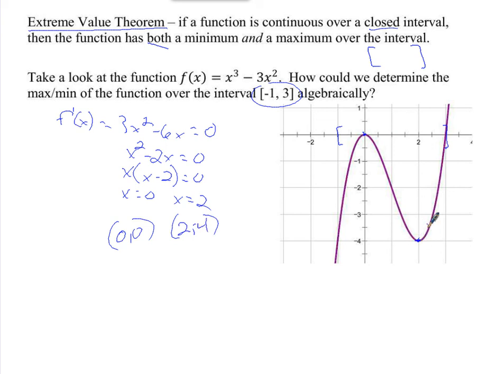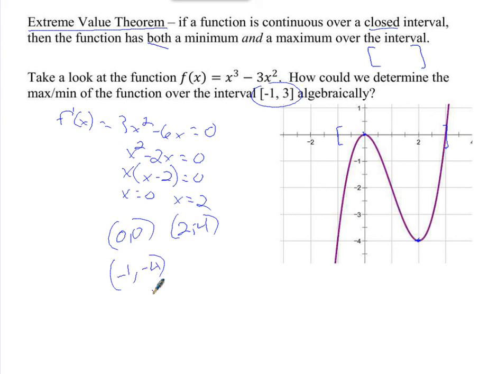Okay? Now the next thing that you would want to do is, because this is a closed interval, you would want to substitute in the endpoints of the interval to find more ordered pairs. So the endpoint here would be negative 1. Negative 1 cubed is negative 1, negative 1 squared is 1, so negative 1 minus 3 is negative 4. So negative 1, negative 4 is one endpoint of my interval.